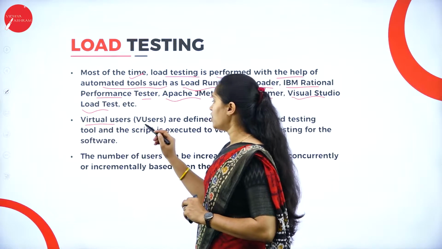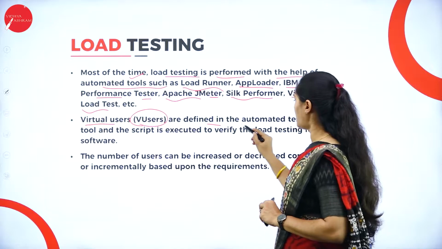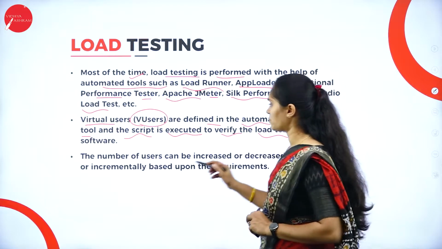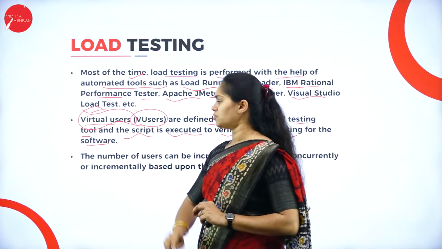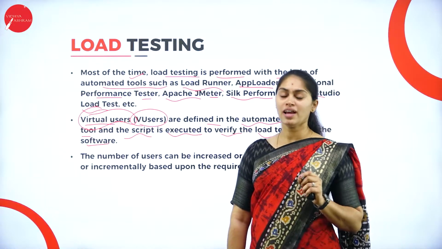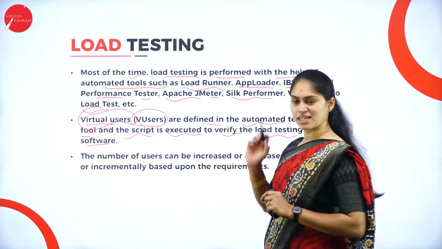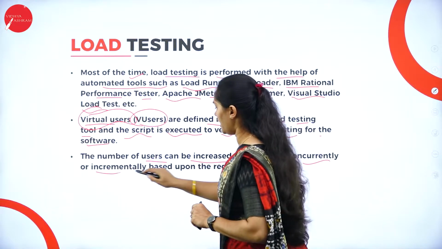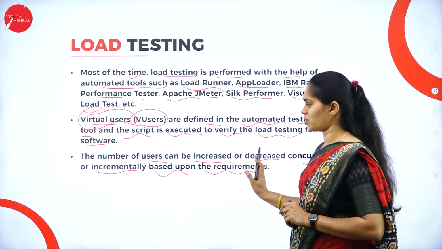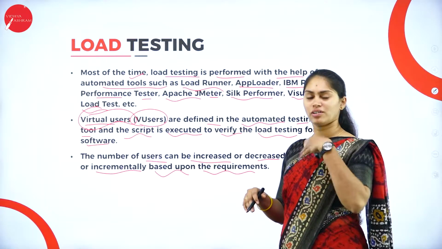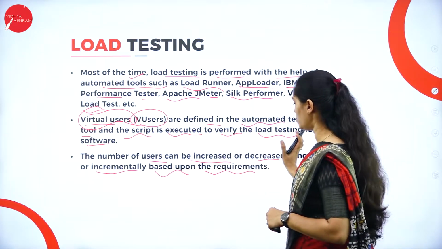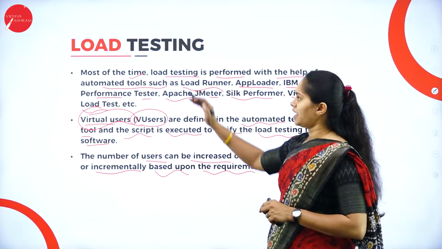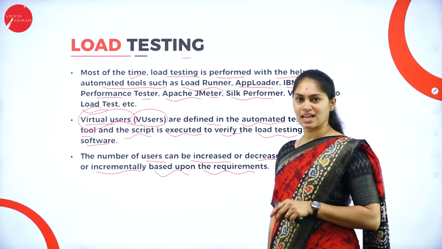And also here we have virtual users, or V users, defined in the automated testing tool, and the script is executed to verify the load testing for the software. So here we are going to use virtual users, which is also one of the useful tools to find the load capability of a particular software. The number of users can be increased or decreased concurrently or incrementally based upon the requirement. So in order to test this load, we can maximize or minimize the number of users, and increment or decrement the concurrent use of a particular software to check its load capability. This is regarding load testing.